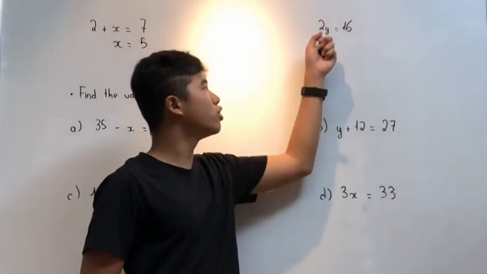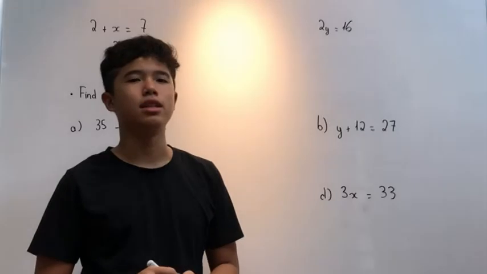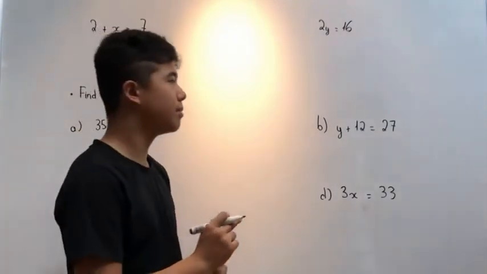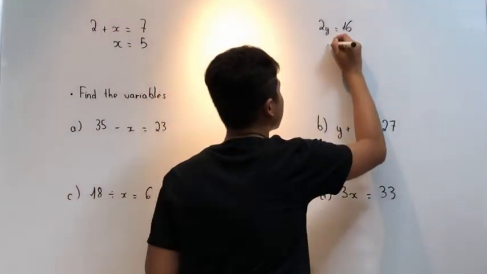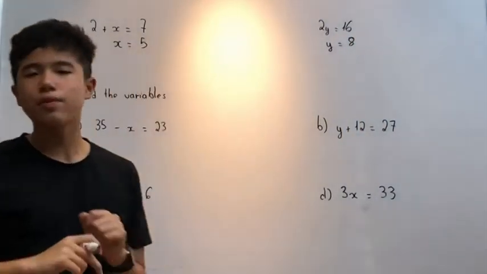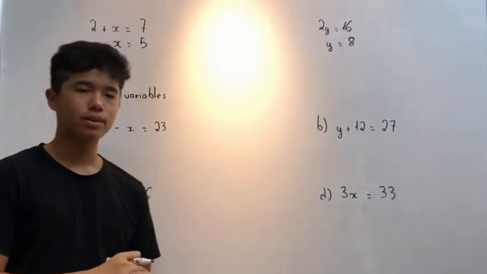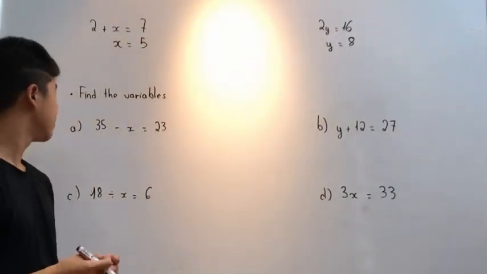And this one, 2 times what number equals 16? So 2 times 8 equals 16. So y is equal to 8. So far that is the easiest one. These are when things get a little bit trickier.